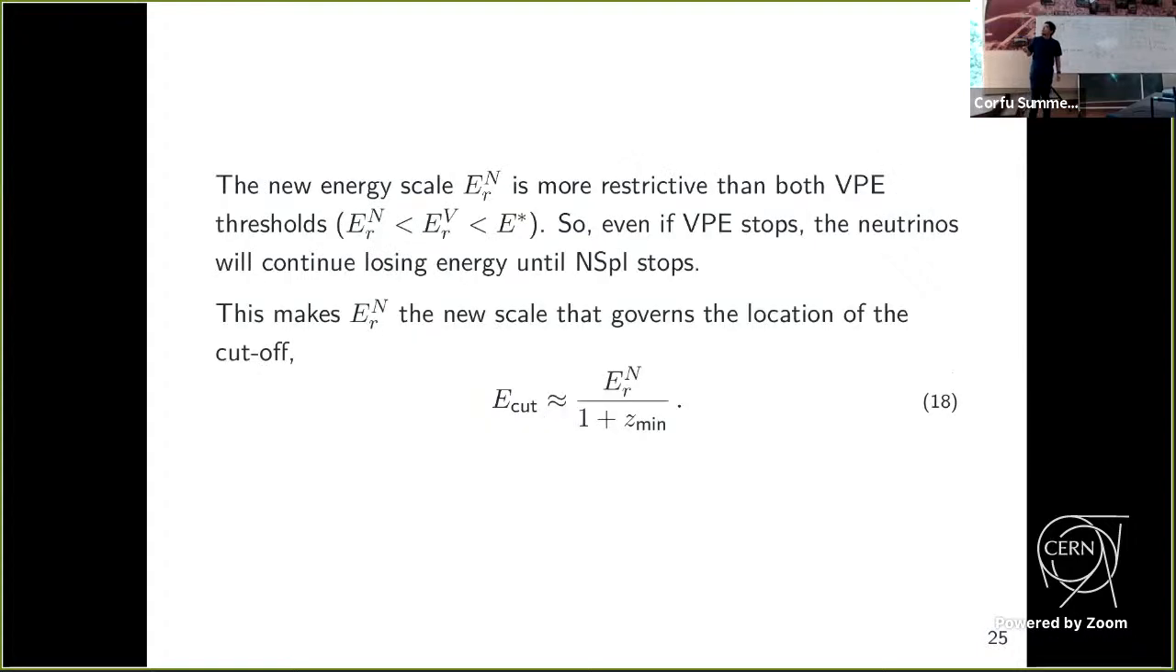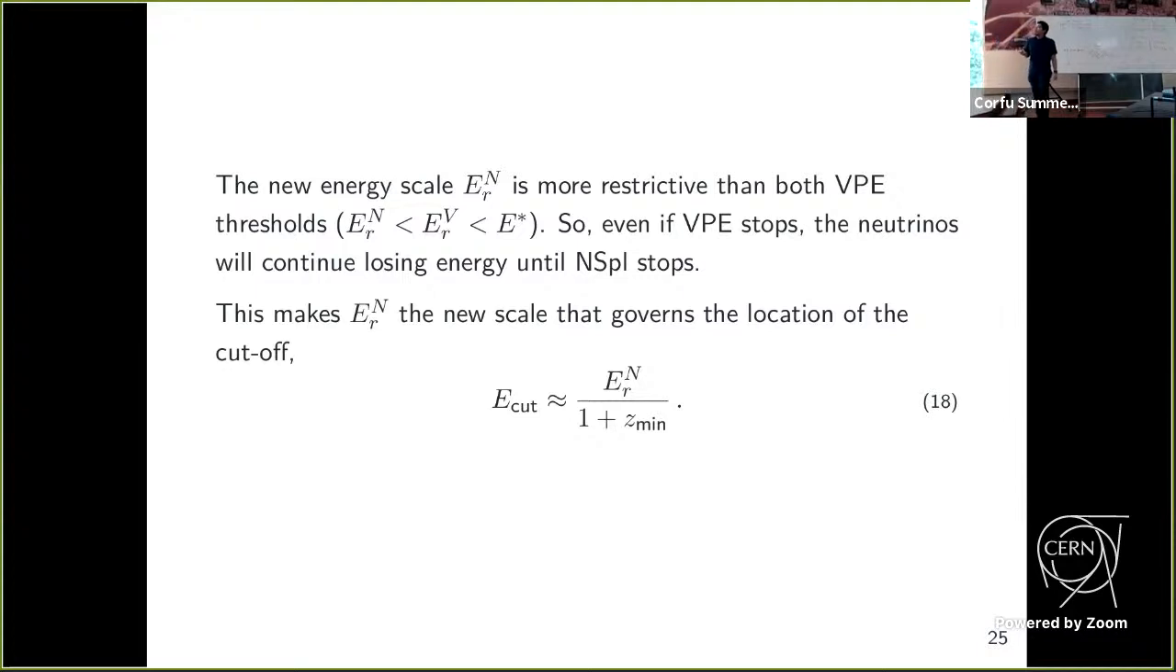If we compute the energy scale of the neutrino splitting, we see that it is below all the scales of energies that were characterizing the BPE. So that means that the neutrino splitting is a dominant effect in this case, because if we imagine a particle which is losing energy until it reaches the threshold of the BPE, it will continue losing energy until it reaches the threshold of the neutrino splitting.